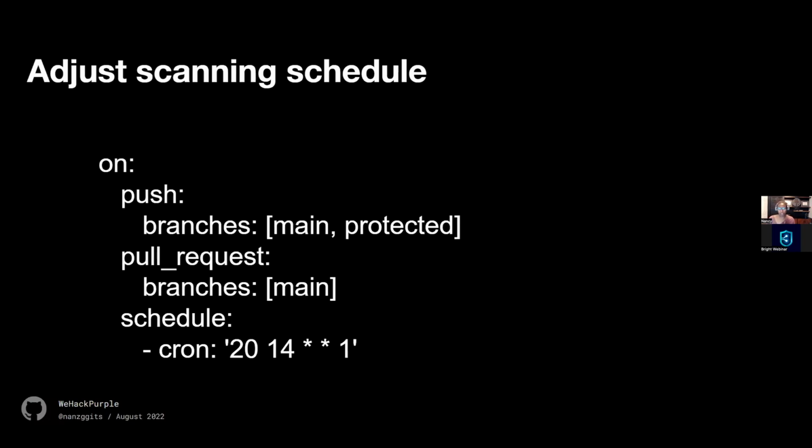So by default, like the workflow that we see here, it scans every push to the default branch and the protected branch, and every pull request to the default branch. And the branch of default through the cron here, you see every Monday at 1420 UTC, UTC time zone.